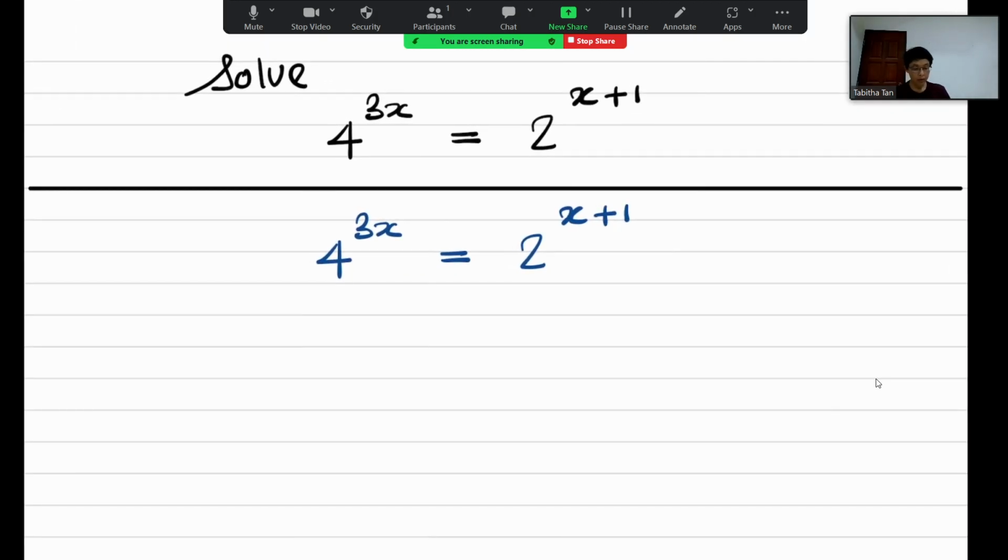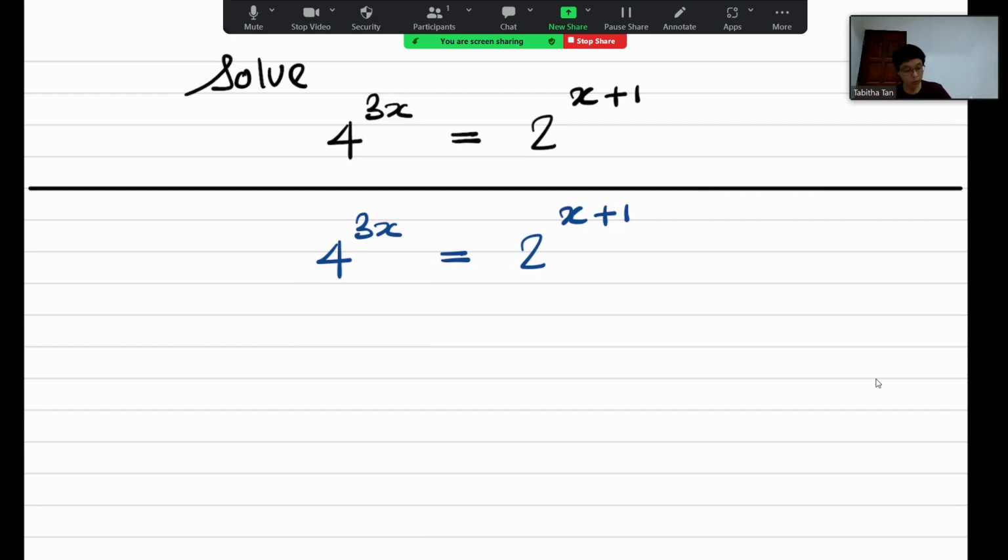Okay, the first example: solve 4 to the power 3x equals 2 to the power of x plus 1. Okay, so the question has been copied down for us. As mentioned, indices rules are definitely involved here.